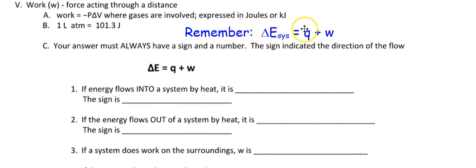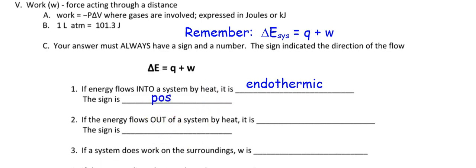So like I said, remember, E of the system is Q plus W. Here it is again. And you always have to have a sign with the number. The sign will indicate the direction of the flow. So if the energy flows into the system by heat, it's called endothermic, which means heat within, and the sign is going to be positive.